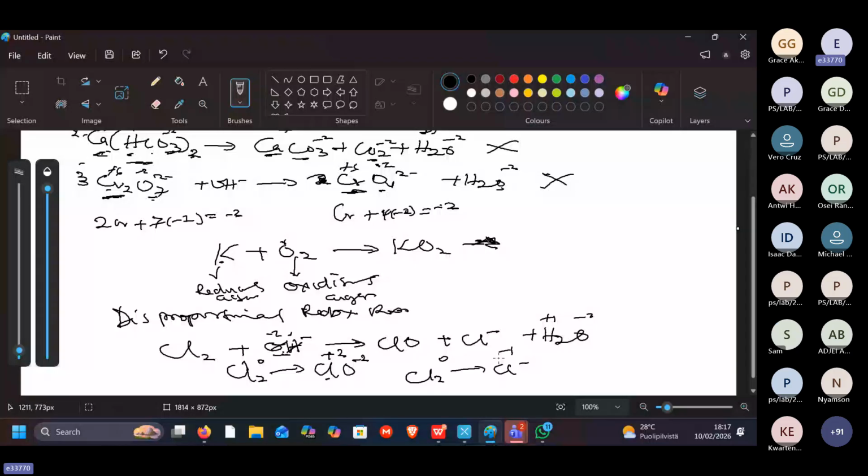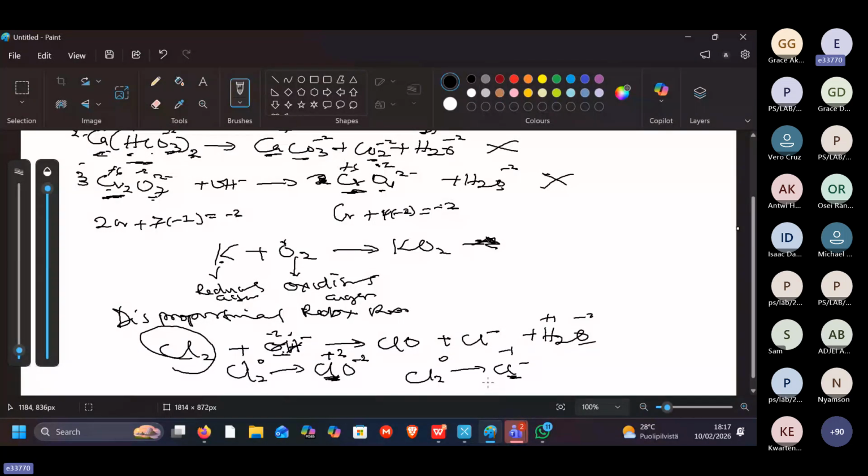So the same species, the chlorine gas, is losing electrons and at the same time gaining electrons. At this stage it loses electrons, and at this stage it gains electrons. This is an example of a redox reaction where the losing and the gaining are not proportional. It is a disproportionation reaction.